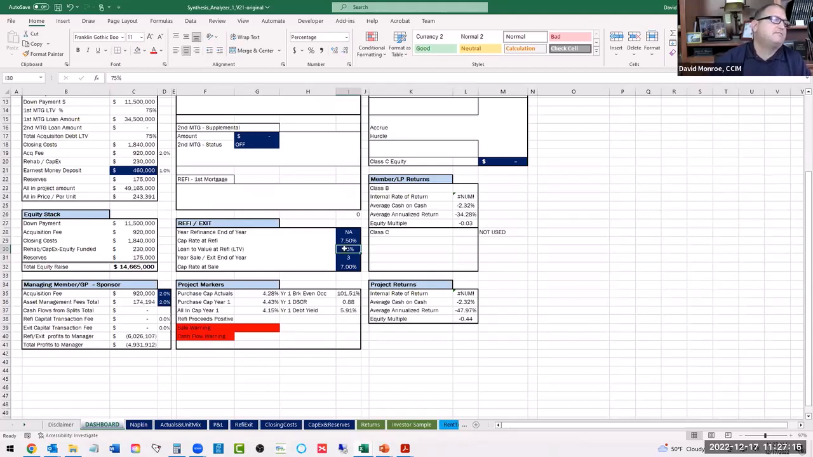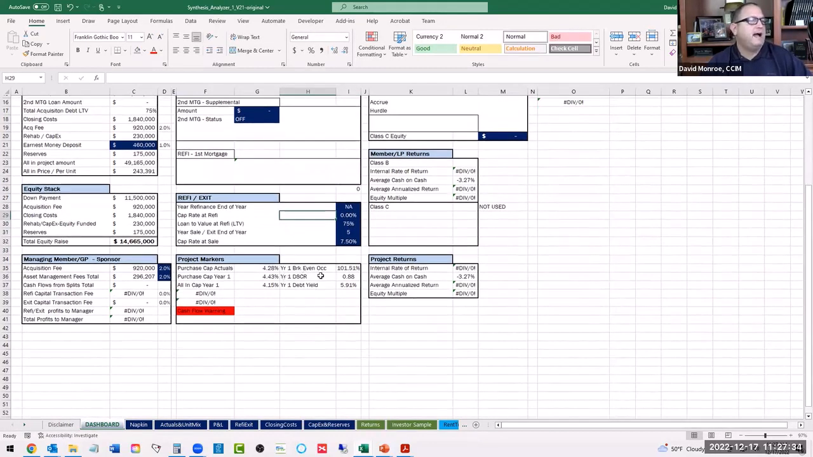We're going to ask for 75% loan to value. We're going to sell at the end of year 5. And cap rate at sale again is 7.5. So that's at refi, we're not worried about that. Okay, so now we can start to look at some numbers.